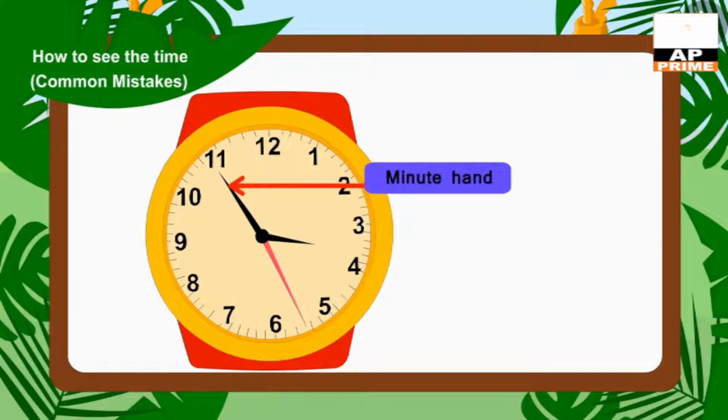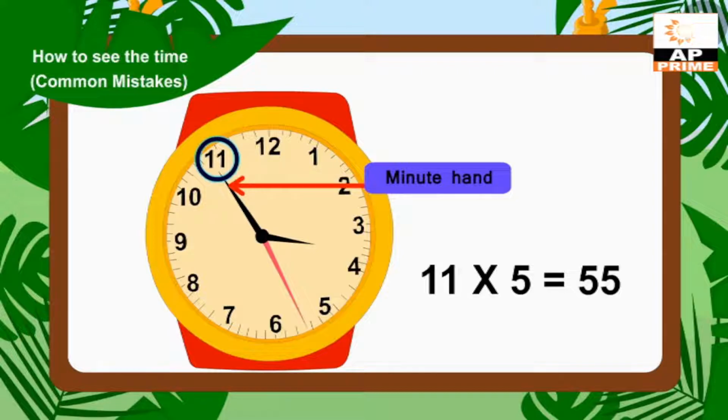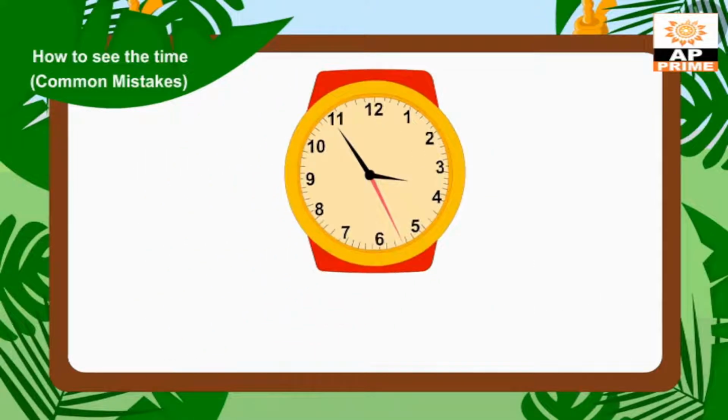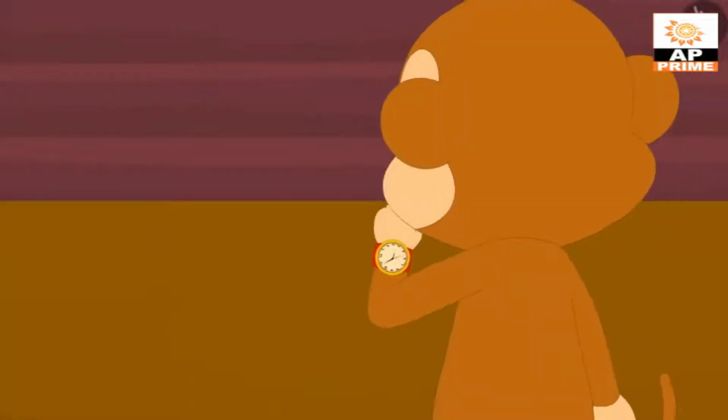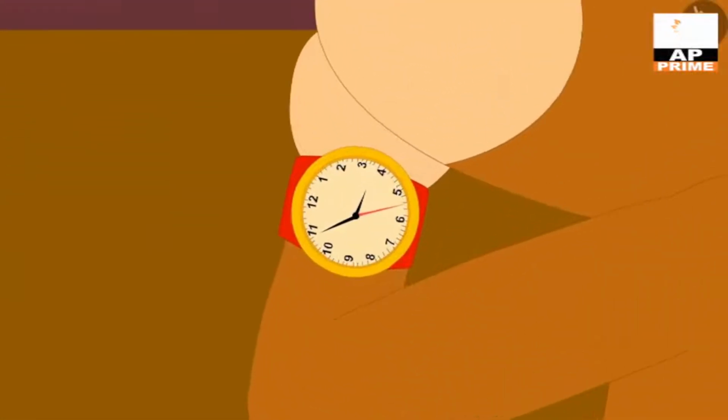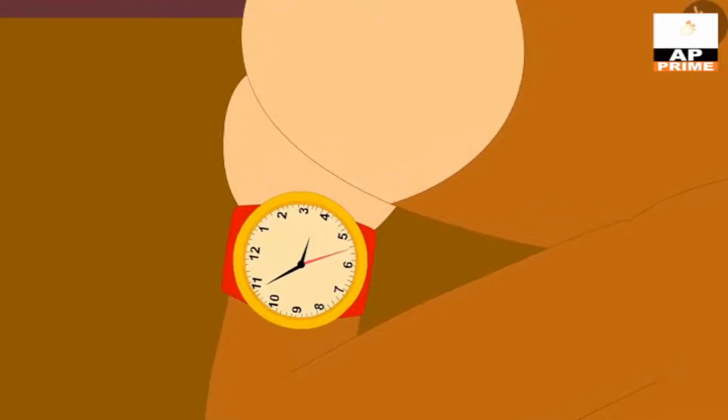And the minute needle is on number 11. So 11 times 5 is 55 minutes. In this way, the time in the watch is 3 hours 55 minutes. And Babban saw the time as 11 hours 15 minutes.